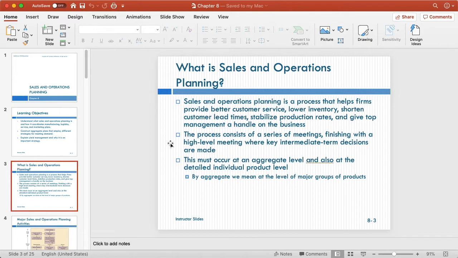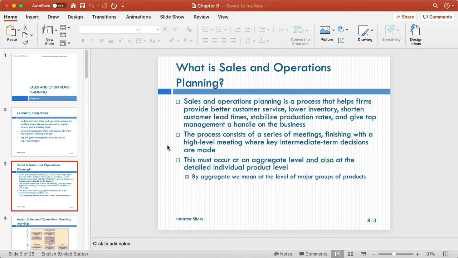Now let's look at what sales and operations planning is. Remember that in the previous chapters, we talked about market demand, supply capacity, and inventory management. But even if we have a very accurate forecast for market demand and we estimate the supply capacity properly, we still need sales and operations planning to balance the outside market demand and the inside capacity.